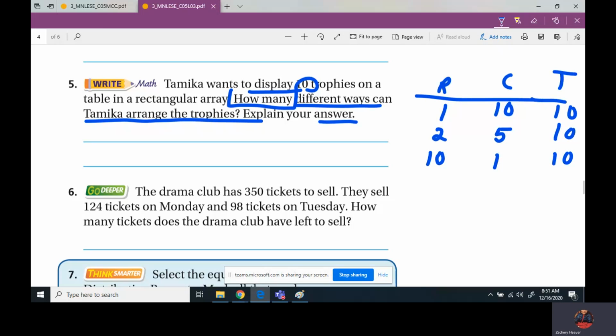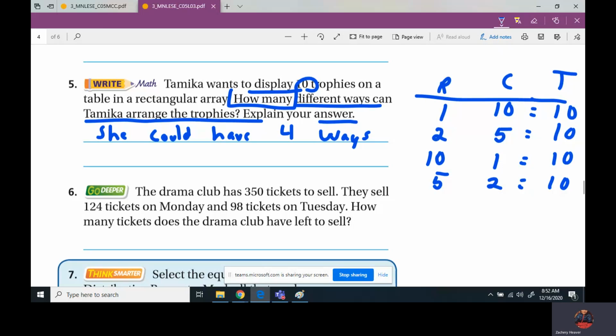What kind of property is that? Or she could have 5 rows of 2, which equals 10. So she could have 4 ways. One row of 10, 2 rows of 5, 10 rows of 1, or 5 rows of 2. Because those are what equals 10. You could have 4 ways. If you have this chart right here, this chart definitely explains it to me.